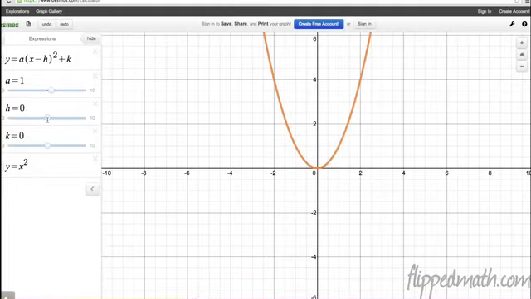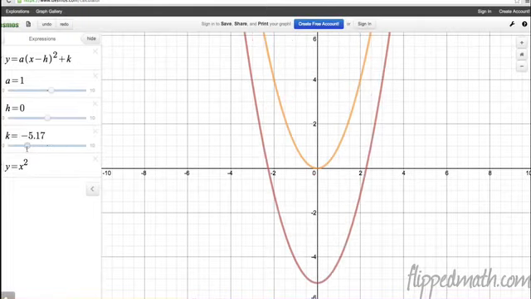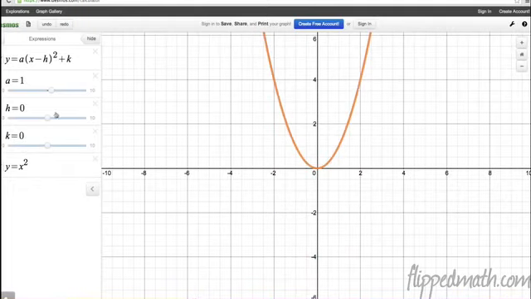Let's see what we have with k. What does the k do? When I slide the k positive, it goes straight up. You see, I'm just translating that function. I'm just moving the function straight up. Nothing has changed about that parabola except for where the vertex is. Right now, the vertex, instead of being at 0, 0, is at 0, 2. All right? I can make it higher. I can make it go lower. So right now we know that if I move the h, it moves the vertex left and right. If I change the k, it moves the vertex up and down.